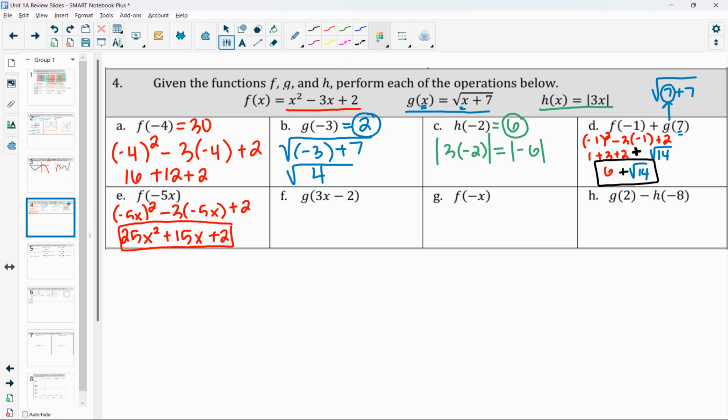Then this next one asks us to plug into g. And so g is the square root of x plus 7. And now we're plugging in 3x minus 2 for x. So then we can simplify underneath that root any like terms, and these parentheses don't matter because there's nothing out front of it and there's nothing behind it. So we don't actually need these parentheses.